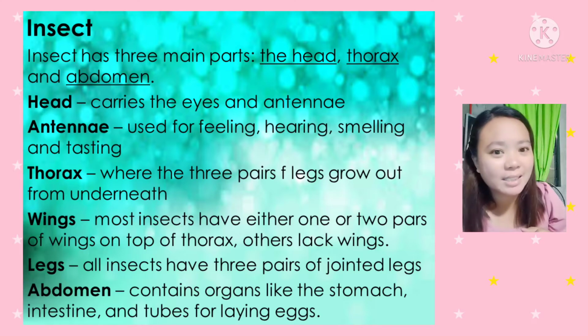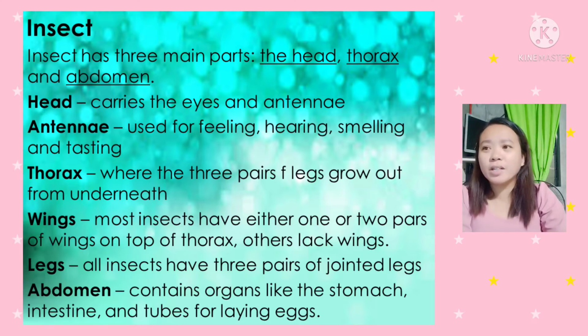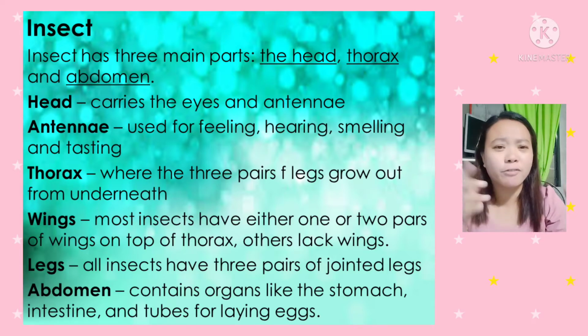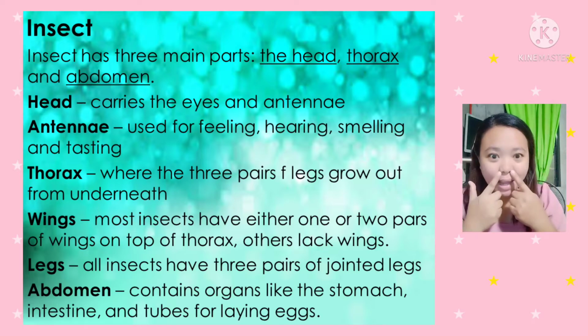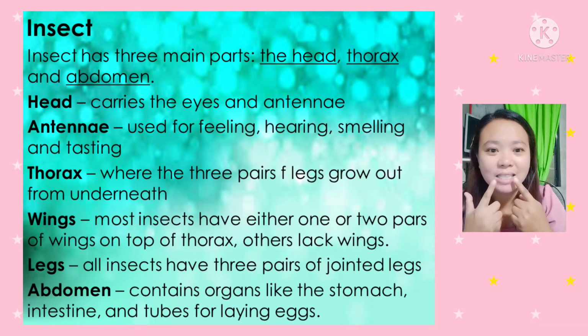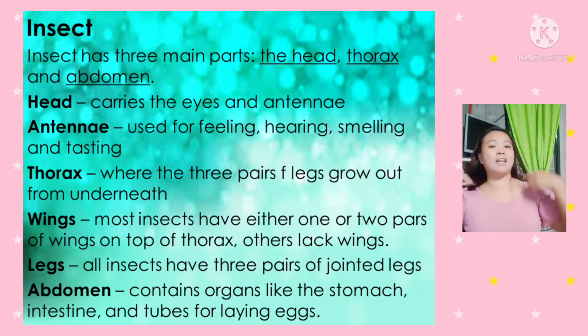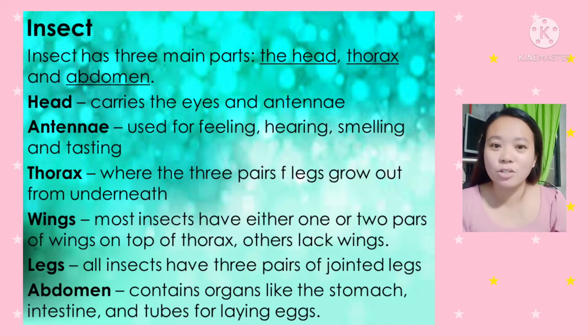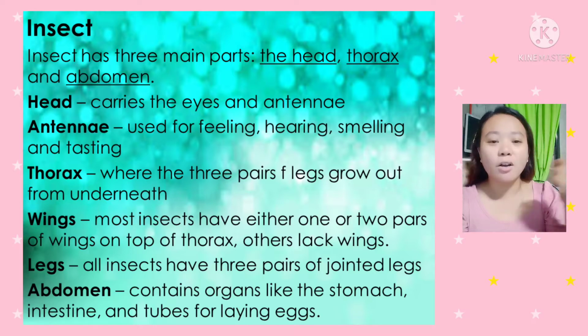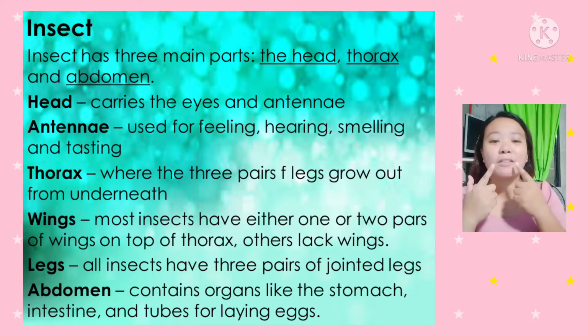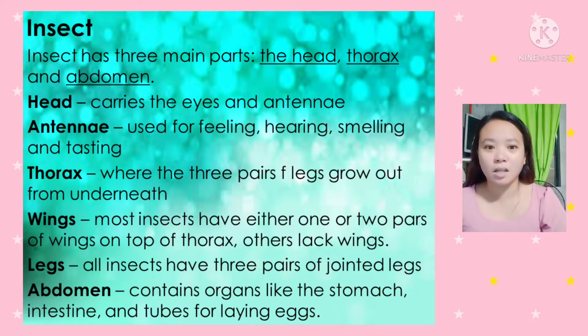And then what is antenna? Do you know where is antenna? There, as you can see in the picture. Antenna is used for feeling, for hearing, for smelling, and for tasting. Again, the antenna of the insect is used for what? For feeling, for hearing, for smelling, and for tasting.